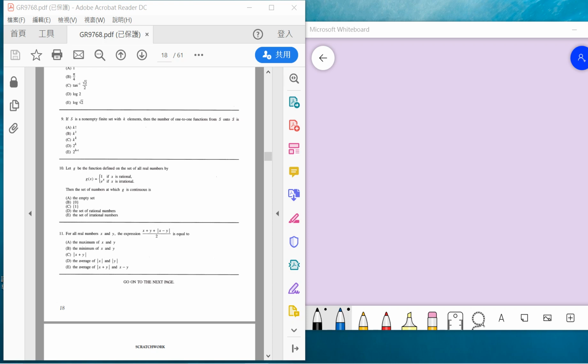So today we'll keep solving our Math GRE9768 form.